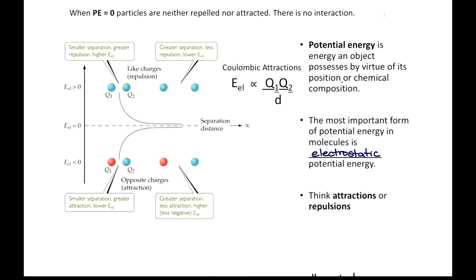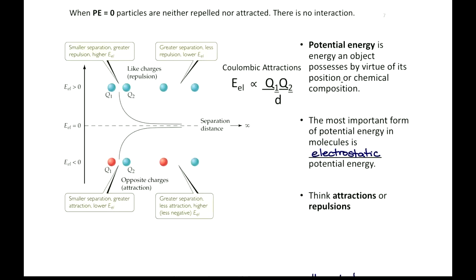So we remember this graph, right? So we're going to use it again. This graph is just the interpretation of the Coulombic attractions, the electrostatics equation we talk about when thinking about potential energy, where that electrostatic attraction is proportional to Q1, Q2 over D. Q1 and Q2 are charges of two different particles, and D is the distance between the two of them.